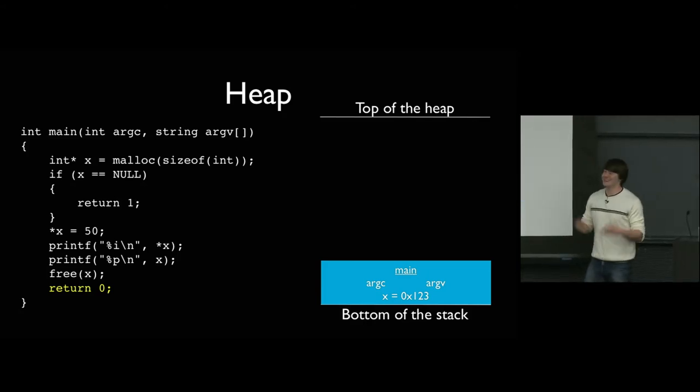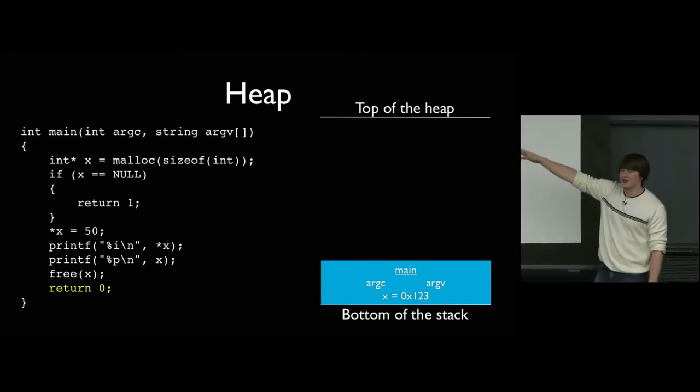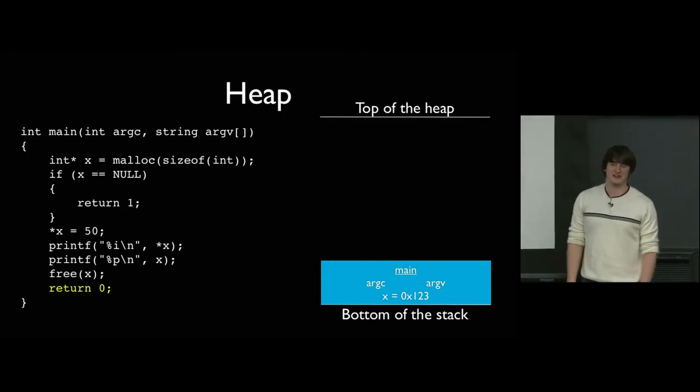Is return 0 redundant? Yes. We just put that there because we have a return 1 for error, so it's like, yeah, let's include the return 0.